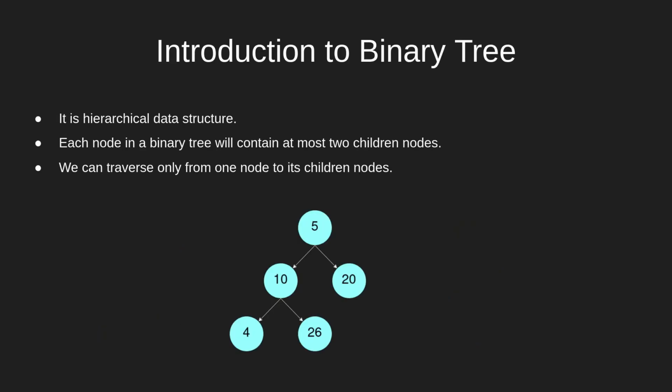In this video we are going to see the implementation of binary tree in Java. So what is a binary tree? Binary tree is a hierarchical data structure and not a linear data structure like stack or queues. Each node in a binary tree can contain 0, 1 or at most 2 children nodes. We can traverse only from a parent node to its children nodes and never back from the children nodes to its parent.